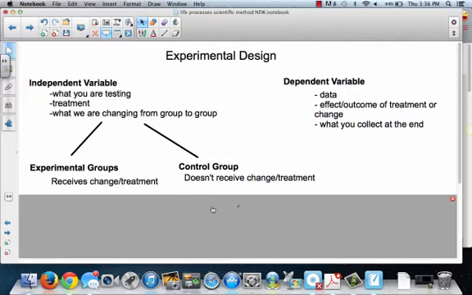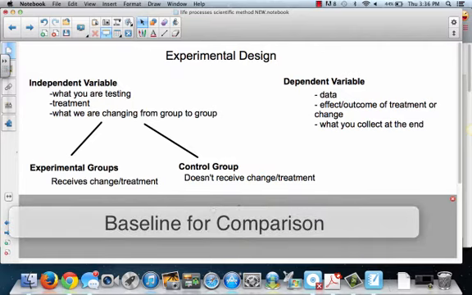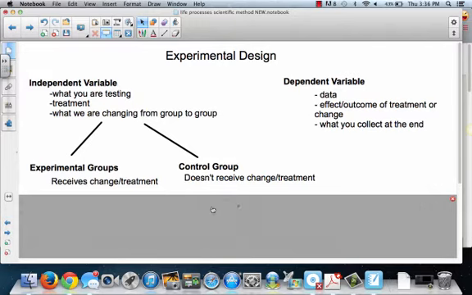Why do you need a control? Well, we need to know that the control group doesn't grow better or worse than the experimental group. We use it as our baseline for comparison. If the fertilizer groups grow better, then we know that it is the fertilizer that did cause those plants to grow better. But that's not just all you have to do in an experiment.